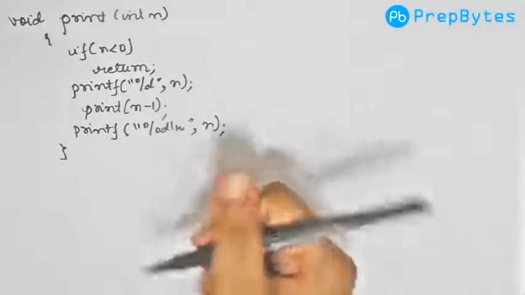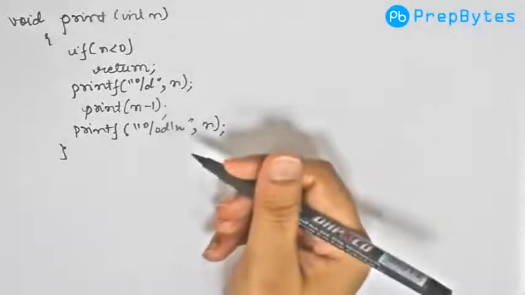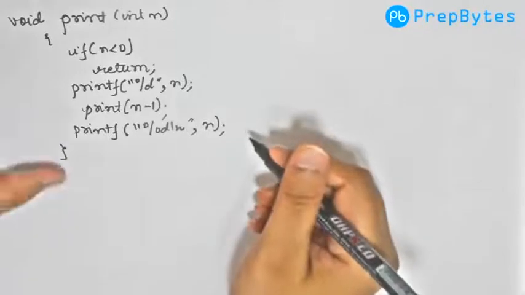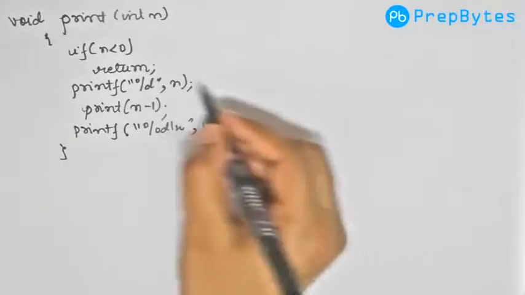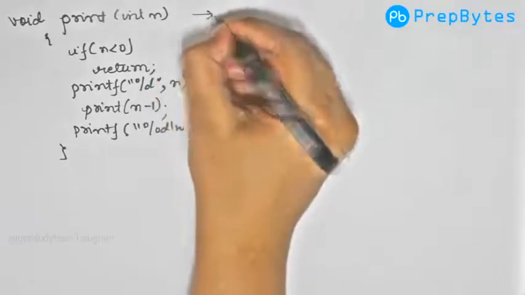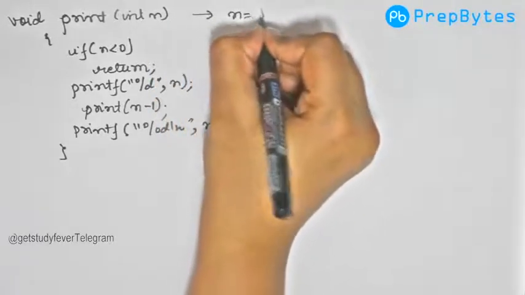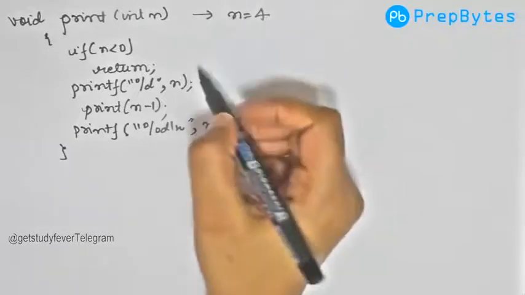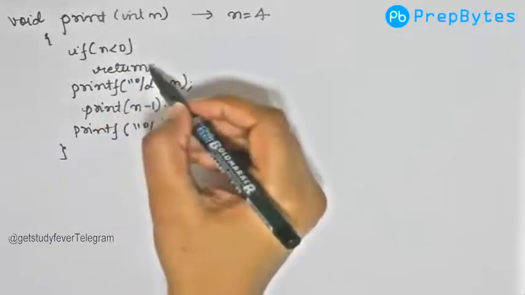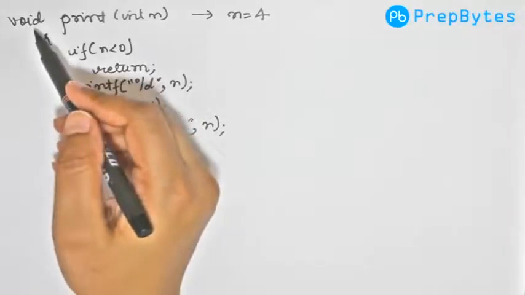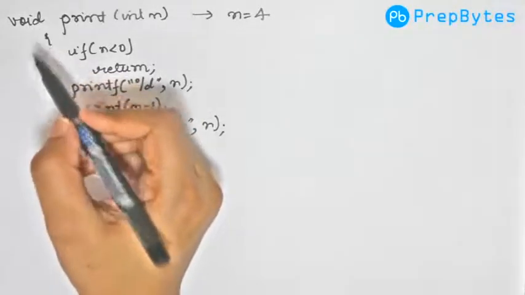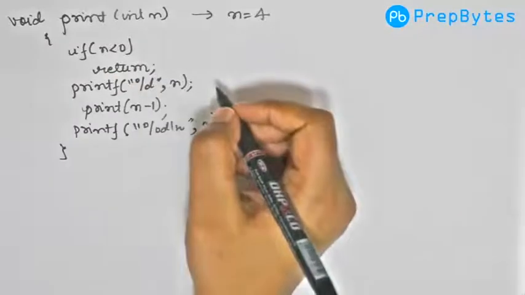Okay, let's try to understand this concept of recursion better by solving this particular code. You have to give me the output. Let's say we have n equal to 4 here. What we are doing is, if n is less than 0, we are returning, and obviously since this is void, we are not returning any value.